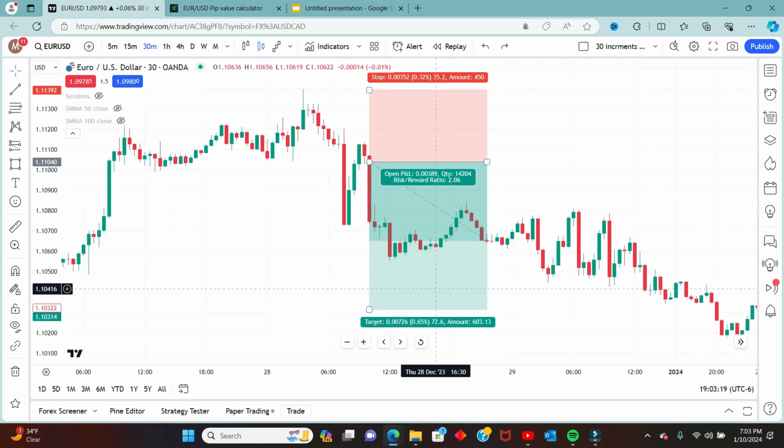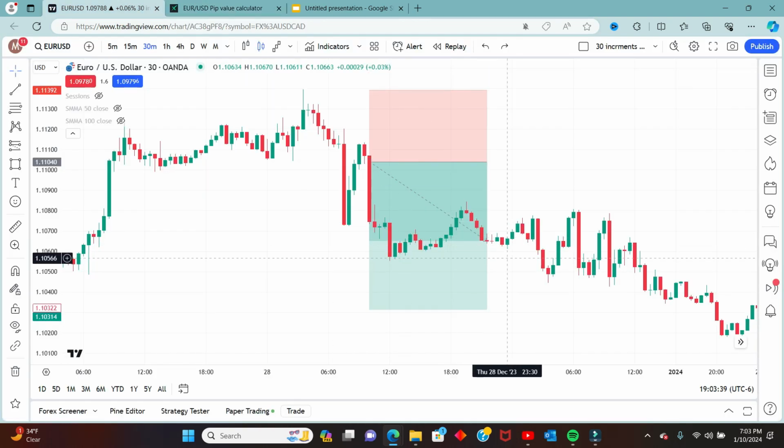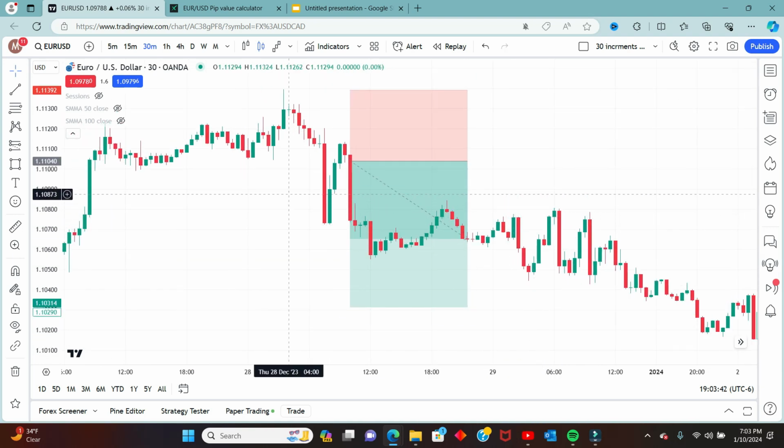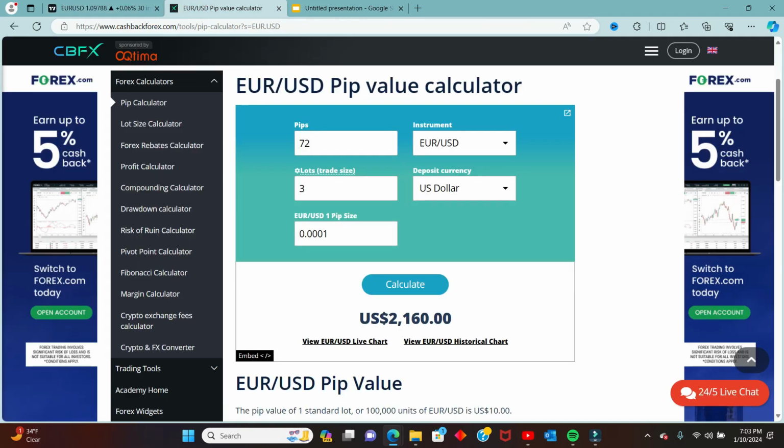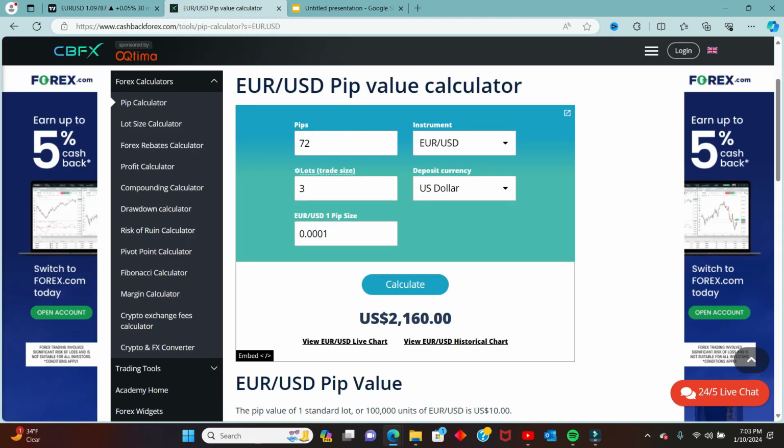And if I caught the 72 pips, it'll also tell me how much I would gain. It's telling me that my profit would have been around $2,160. But yeah, that's how you can calculate your pips. Just use the pip calculator on TradingView and then type it into Cashback Forex. That's how you would calculate your pips, the easy way, just using an online calculator on the site. This is how I always do it. Use cashbackforex.com to calculate your pips.